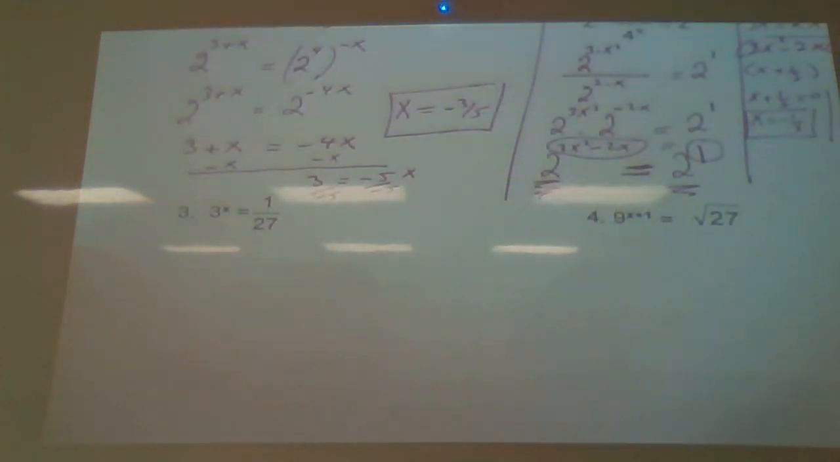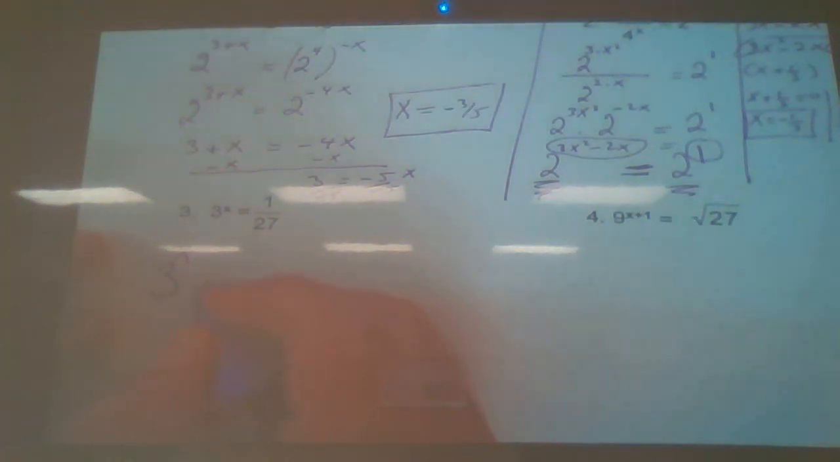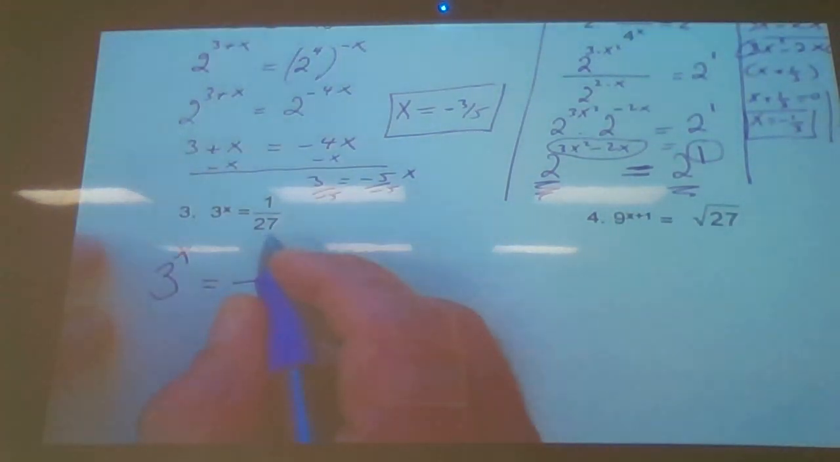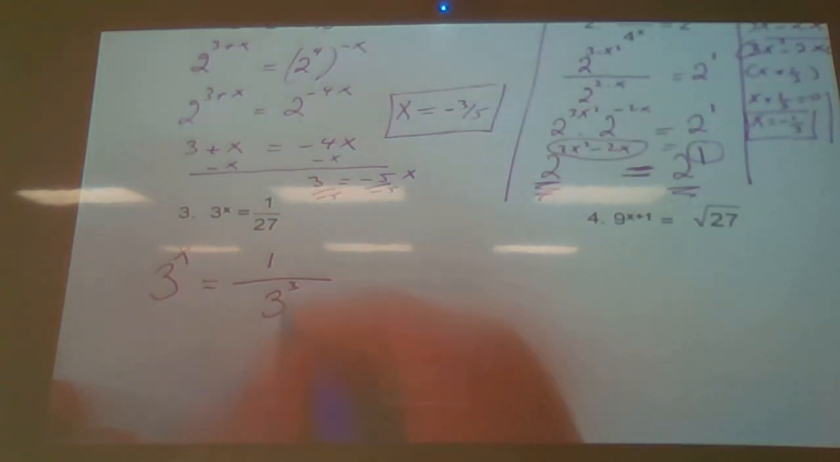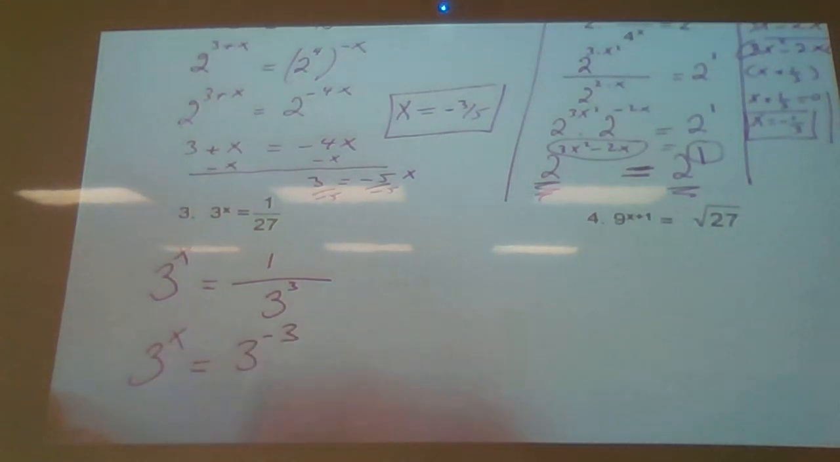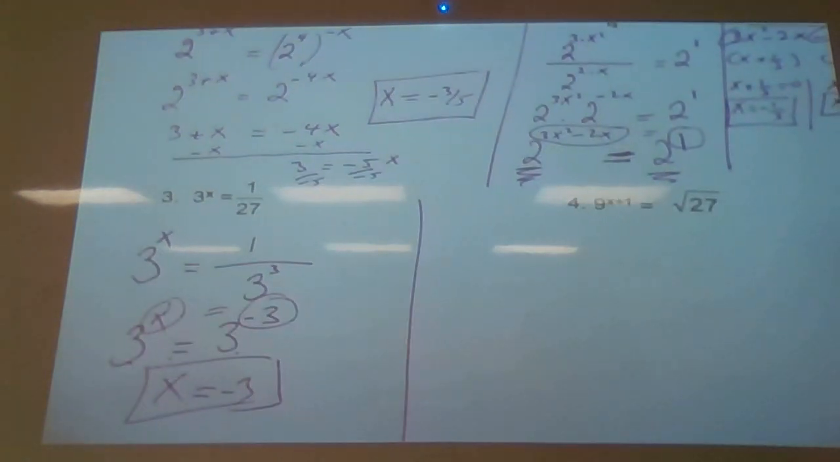Remember, we have to fix the base. They have to be the same base. This is 3 to the x, so that's base 3. Can I write the 27 with the base 3? Yes, it's 3 to the 3. Everything should be on the same level, so I'm going to bring this one up. Same base, equal sign. That means x is equal to negative 3. So that wasn't too bad. Some are easier than others.